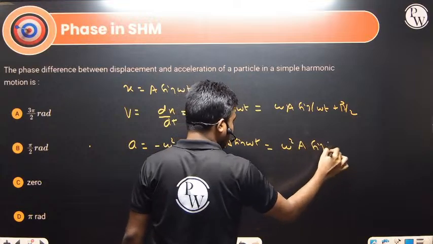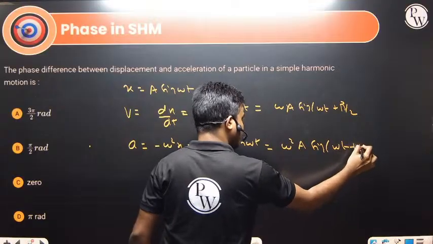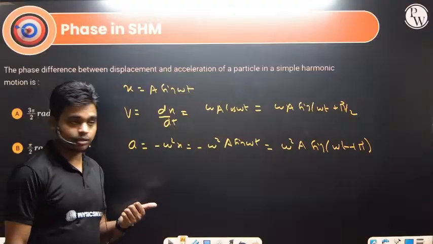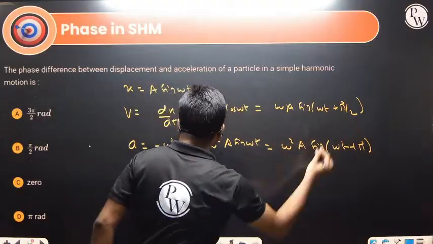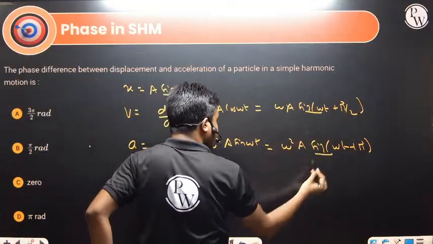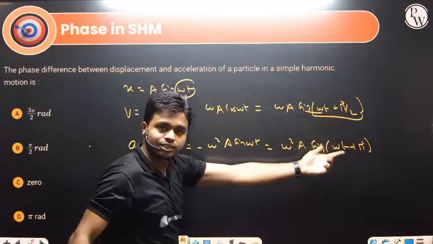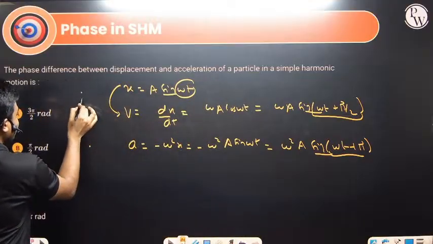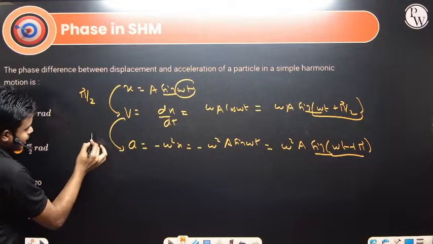This will be sine omega t plus pi. Sine pi plus theta is minus sine theta. So this side is omega square a sine omega t plus pi. What is the phase difference between these? Both are sine. So what is the phase here? Omega t. What is the phase here? Omega t plus pi by 2. And what is the phase here? Omega t plus pi. So the phase difference between the displacement and velocity is pi by 2. Between the velocity and acceleration, again pi by 2.